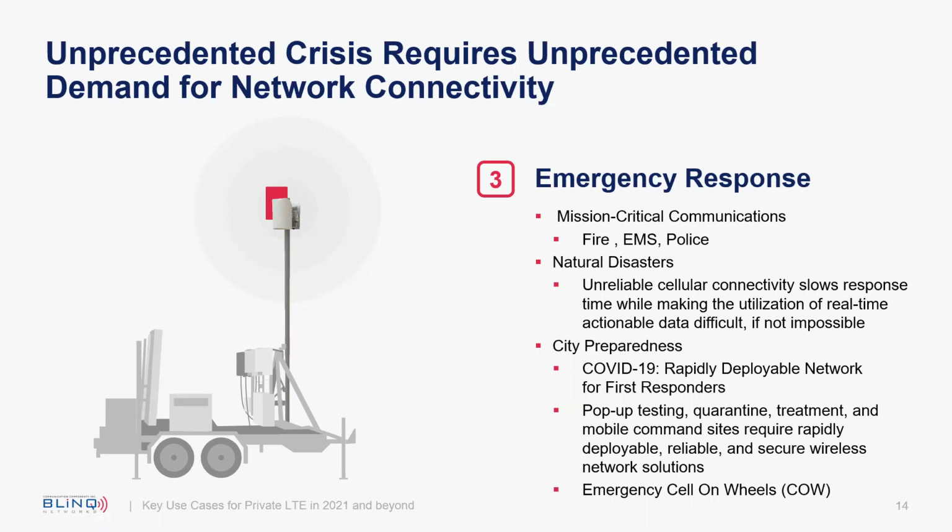Community emergency warnings can also be managed through the same temporary emergency LTE network, providing communications to pop-up testing. A perfect example is the pandemic that we had. So these are temporary situations, quarantines, treatment and mobile command centers, which really required rapidly deployable, reliable, and secure network connectivity. These can all be quickly deployed if, again, planned properly.